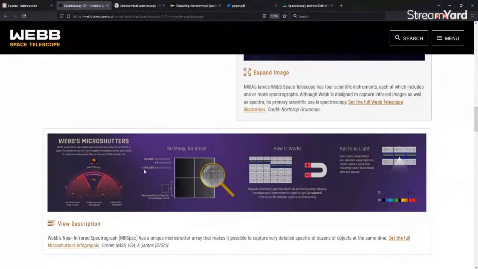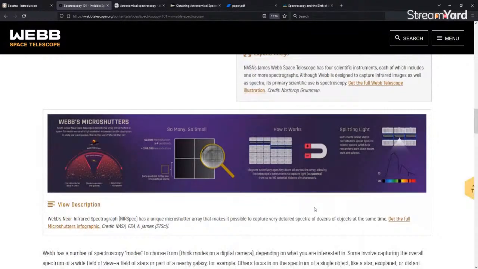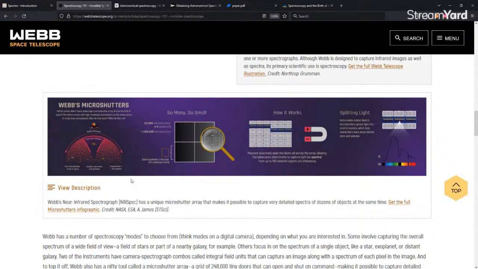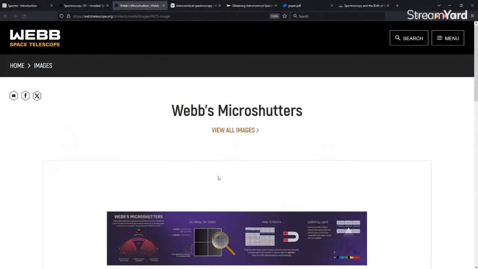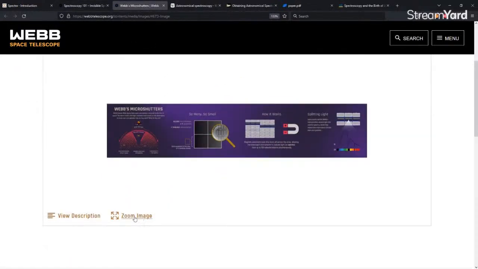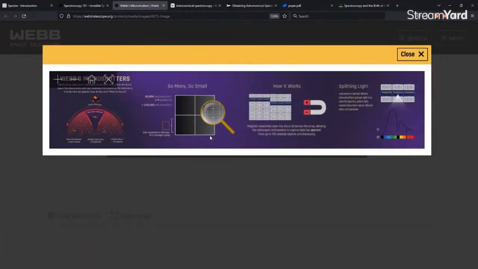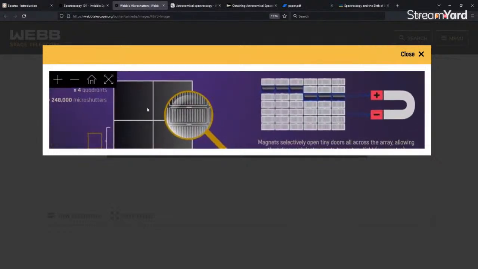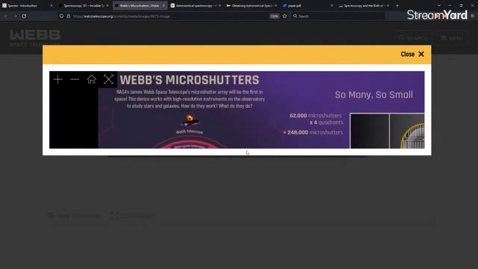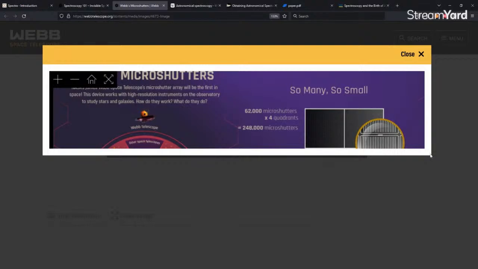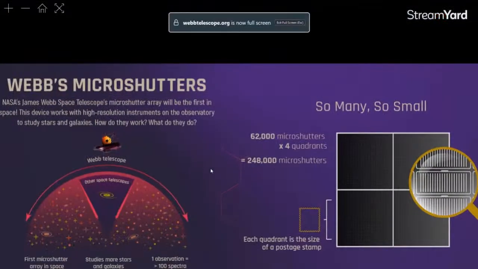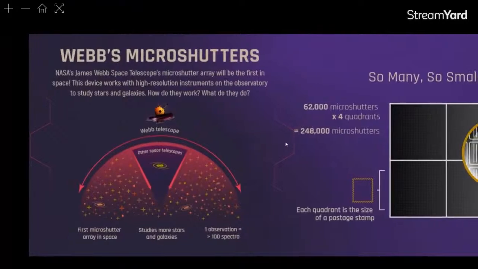Yeah. And James Webb has micro shutters. Sorry, guys, I can't make this any bigger. I tried clicking on it. Here. Get the full micro shutters infographic. Let's see. That might be good. It's smaller. Zoom image. Oh, here, I can plus it. Okay, how about the big X? No, I can't make this. No, there we go. Yeah. Okay.